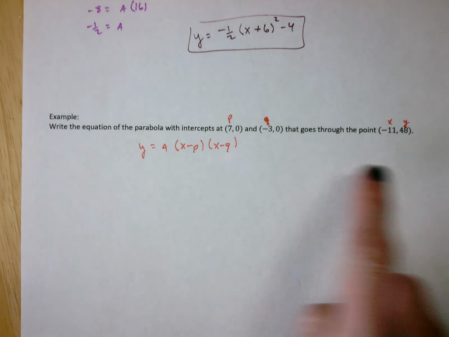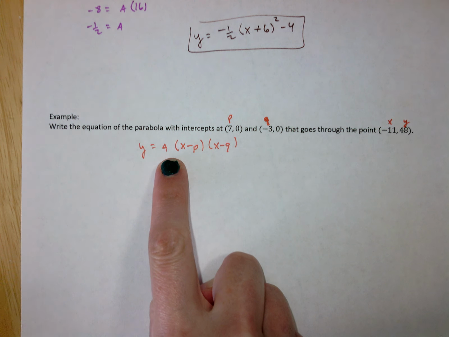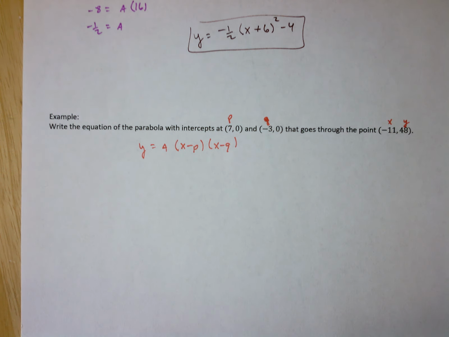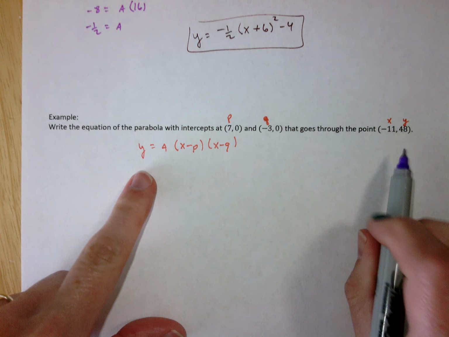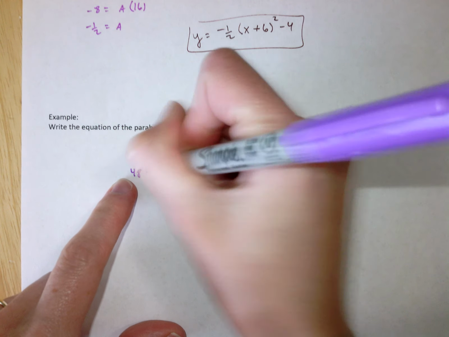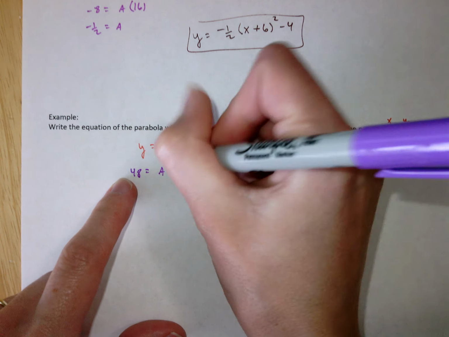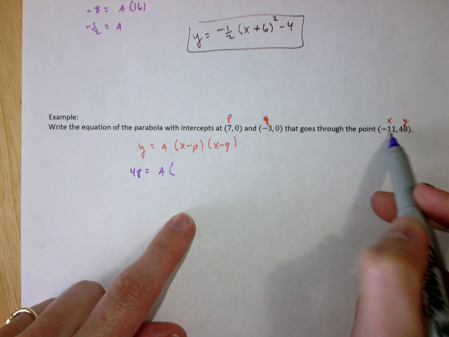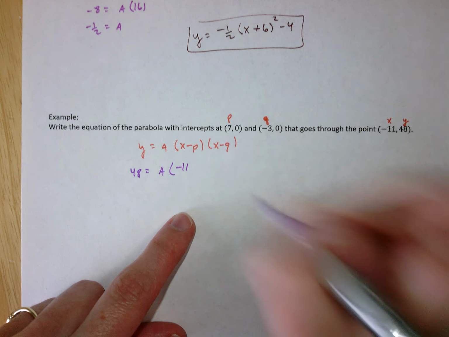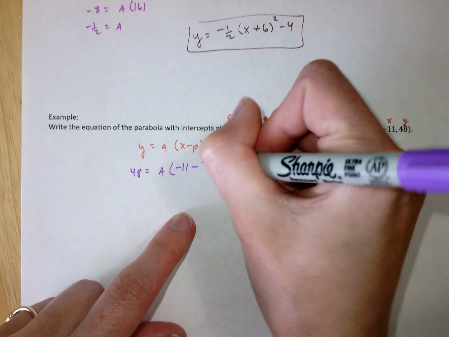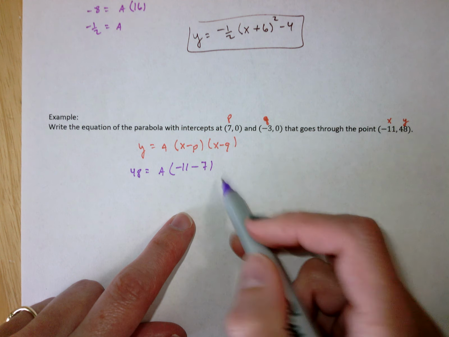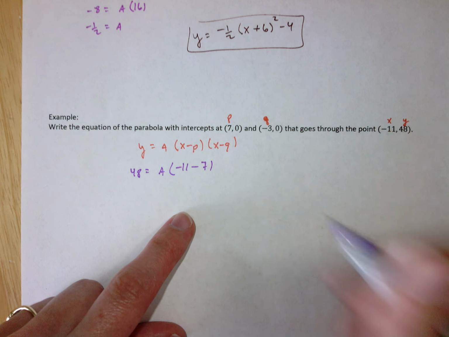Okay, so now I'm going to plug all this stuff in here. We're going to do the same thing. I'm going to solve for a, and we'll go back and write the equation at the end. So my y coordinate is 48. a is the unknown I'm looking for. My x value, negative 11, minus p, which is 7. It doesn't matter which one you make p and which one you make q. It's the same thing either way.